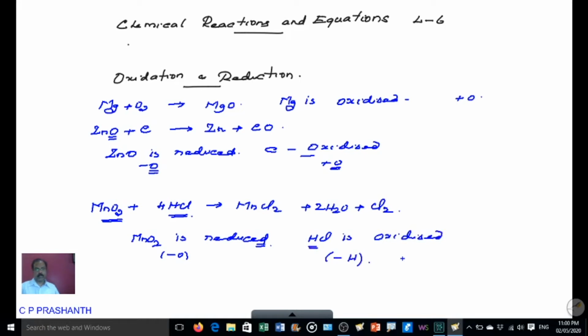Now let us summarize it. If oxygen is added or hydrogen is removed, it is oxidation. We can define it in terms of oxygen as well as hydrogen. Where oxygen is removed or hydrogen is added, then it is a reduction process.